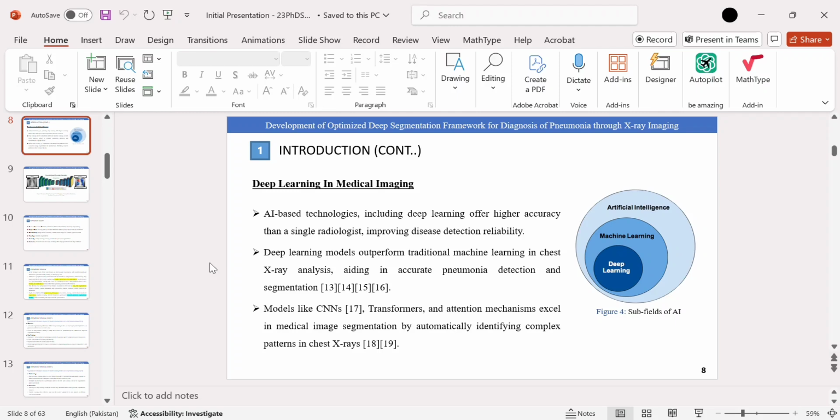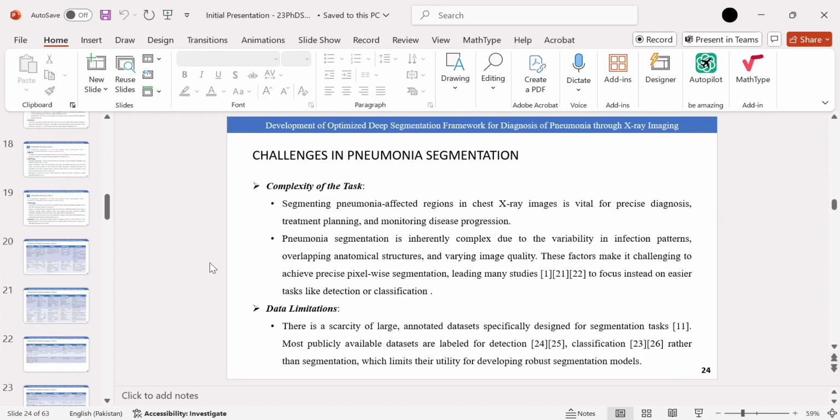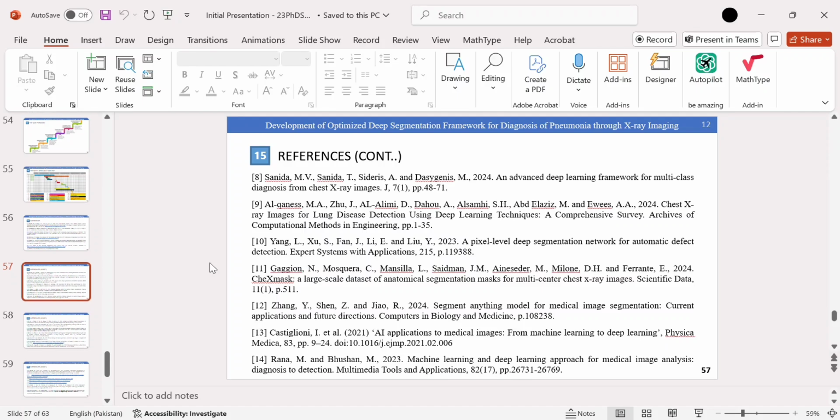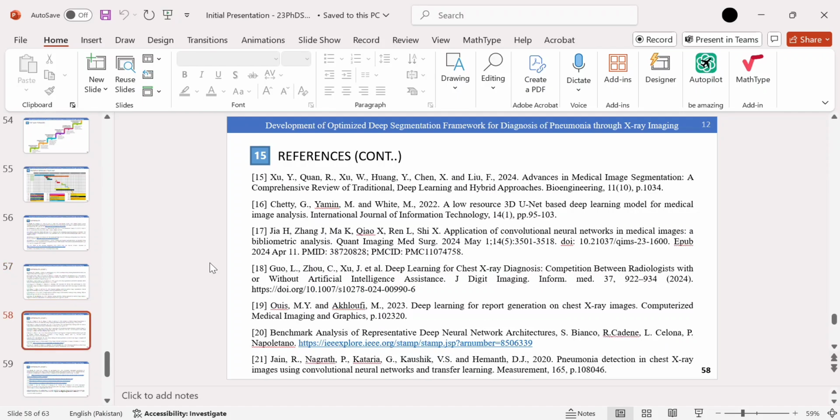And why are we using convolutional neural networks? Because they are well suited for medical imaging. And why are we not using vision language models, attention mechanisms, or transformers? Because they require large datasets and extensive training, while convolutional neural networks are computationally efficient and effective for medical image segmentation. So this was all about my presentation, and I have also justified a few of the questions that were on my mind.